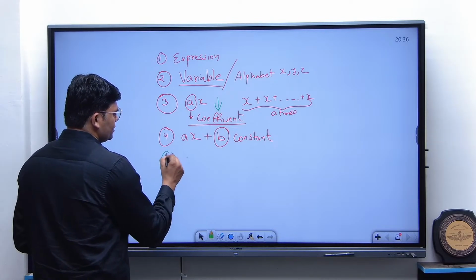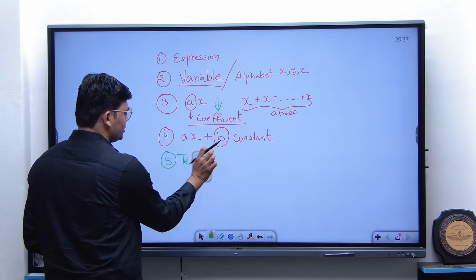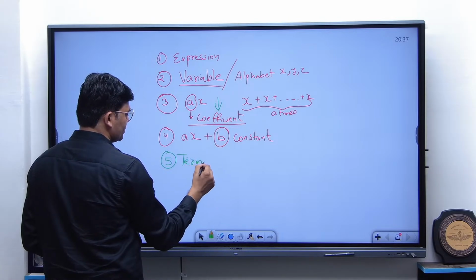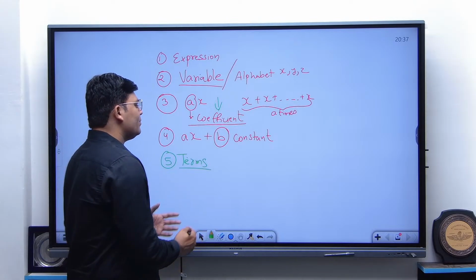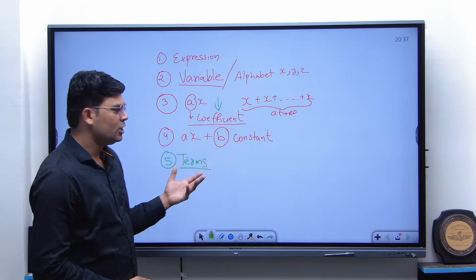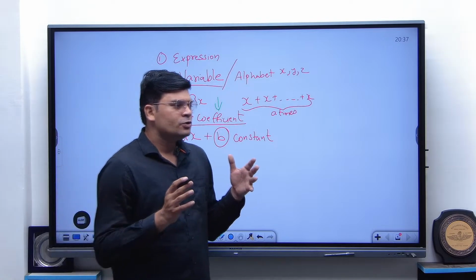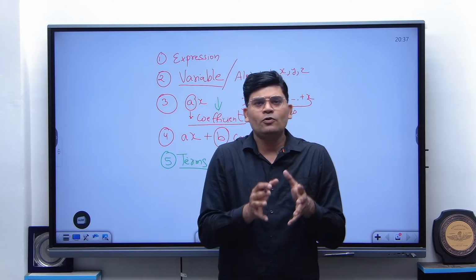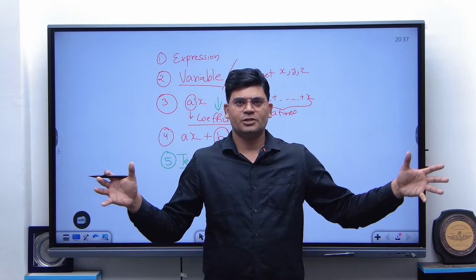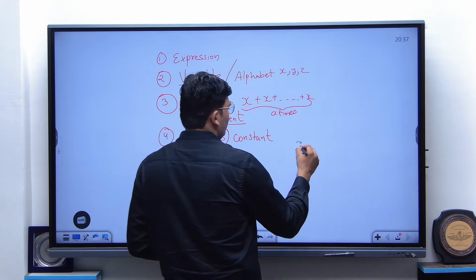Then next comes terms. What is a term? When I say a term, I am talking about unlike terms. So terms are different expressions which combine to form a big expression. Suppose, for example, I say 2x plus 3.